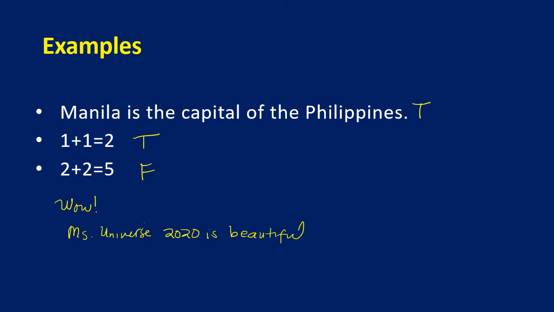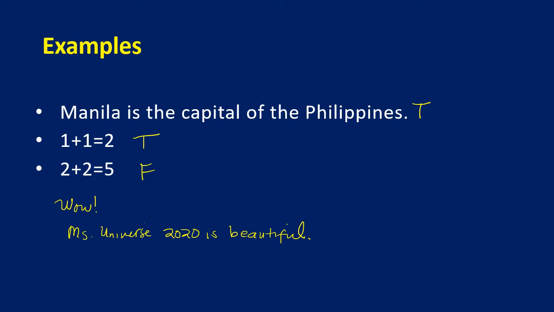It's a declarative sentence, right? But is it true or false? I guess most of you would say that this is true. But take note that for this particular example, there are cultures that have different standards of beauty. So for one person, probably Miss Universe 2020, I don't know who she is, she might be beautiful for him or her. But for another person, she might not be beautiful. So in that case, this is not true.